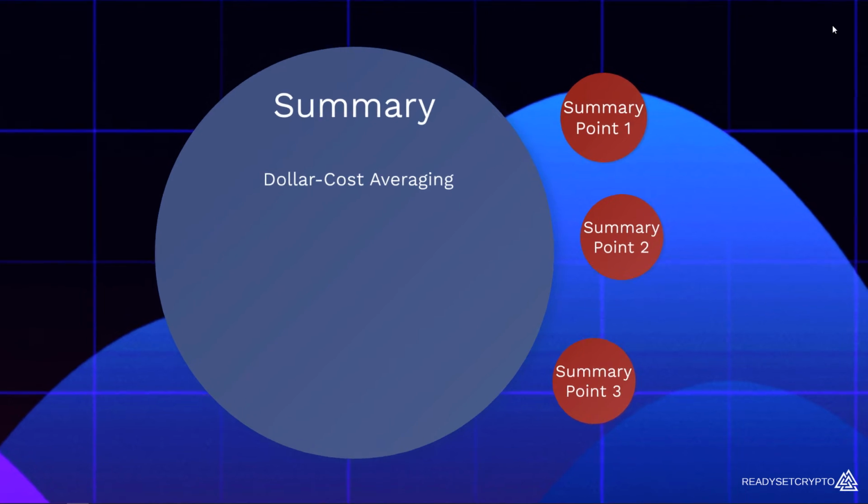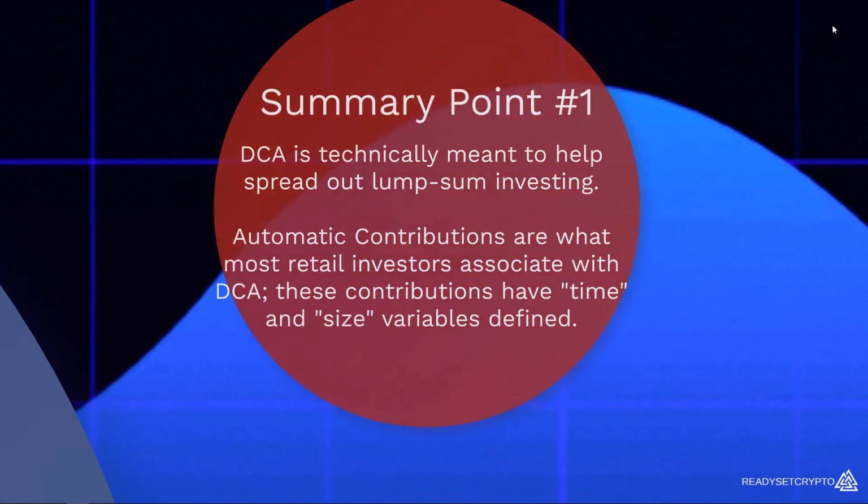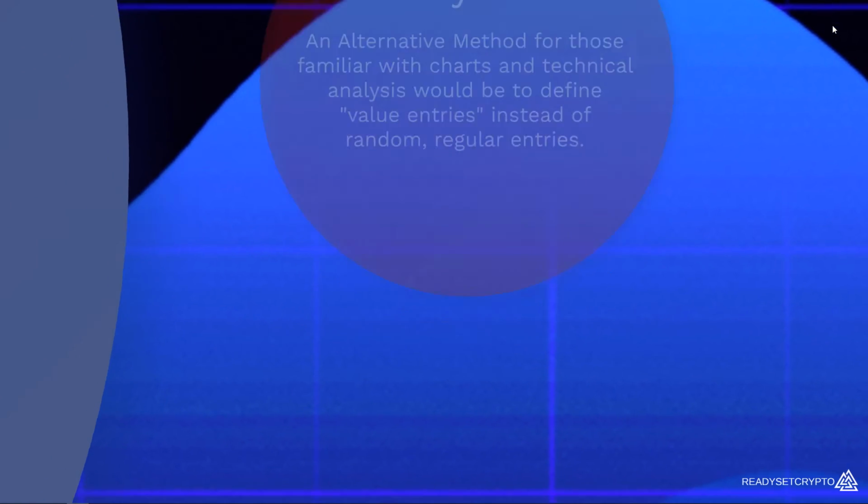So let's summarize here. Point number one, DCA is technically meant to help spread out lump sum investing. Probably not that many people doing this. Automatic contributions are what most people assign to DCA. These contributions have time and size variables defined. Point number two, an alternative method for those familiar with charts and technical analysis would be to define value entries instead of random regular ones.